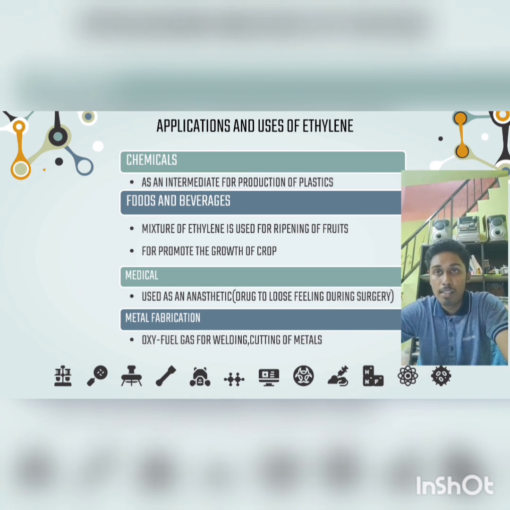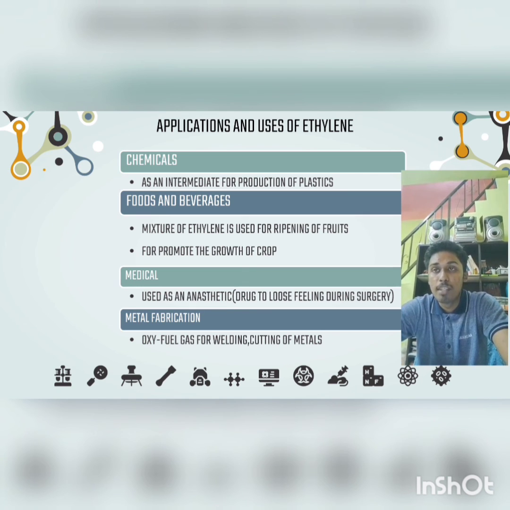In chemicals, it works as an intermediate for the production of plastics. And for food and beverages, mixtures of ethylene are used for ripening of fruits. Another use is to promote the growth of crops because of its reactivity.